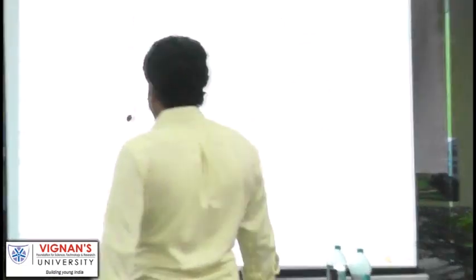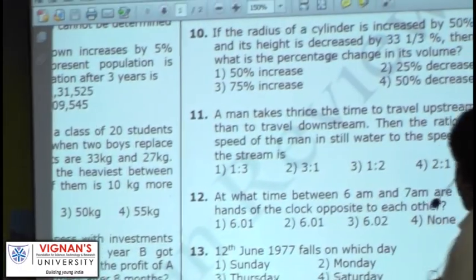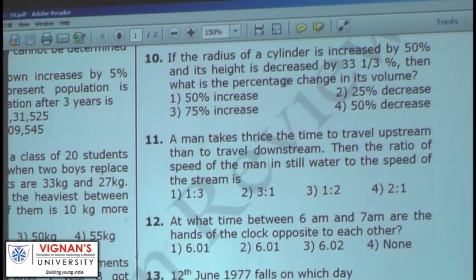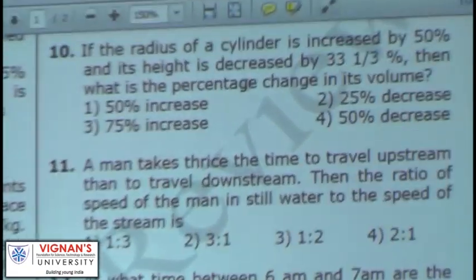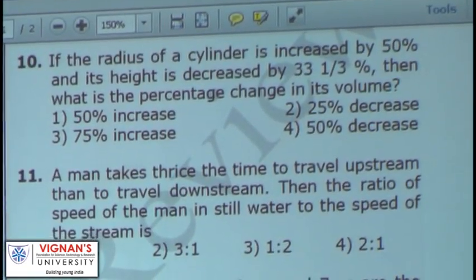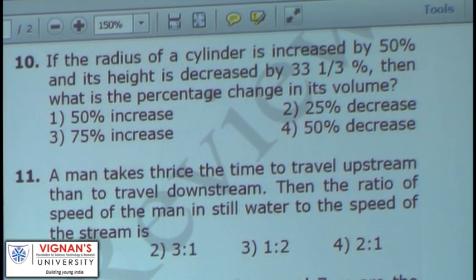Next one. You answer the next one. That is easy. Radius is increased by 50% and its height is decreased by 33 1/3%. What happens? I want all of you to solve it.